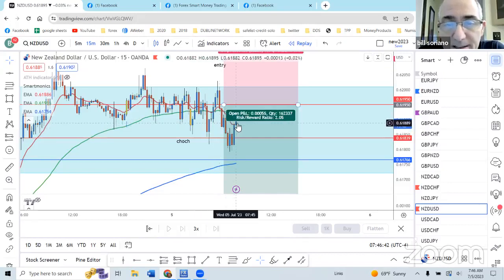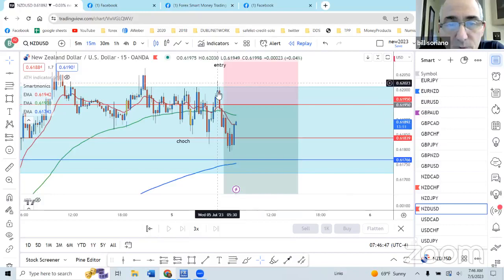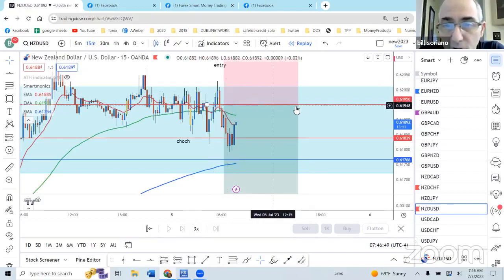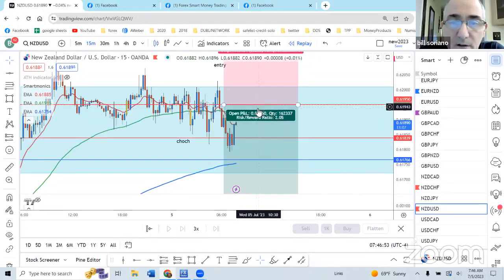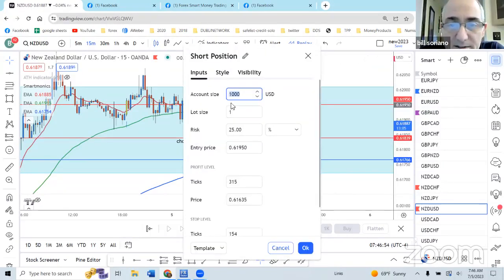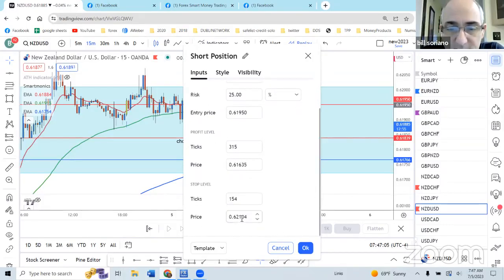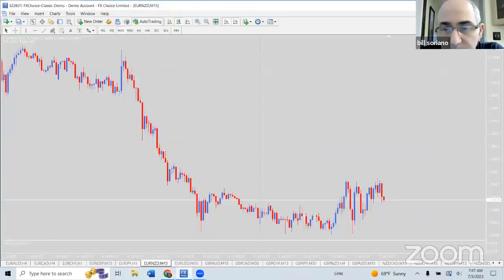We would actually be in that trade right now. However, I picked this order block up here. So my entry is up here at this red line. Right now, I have a sell limit order set at 0.61950. My profit is at 0.61635, and my stop level is at 0.62104. And you can see that here in my MT4.